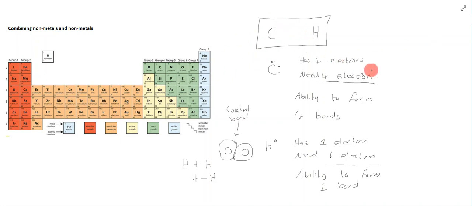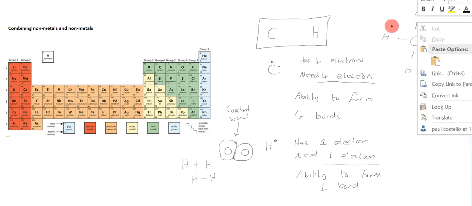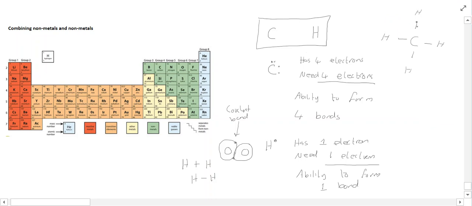So if we have 1 carbon, we're going to need 4 hydrogens. We'll have this bond, another bond, and another bond, each to a hydrogen. What these lines mean is that if you imagine this hydrogen has one electron, it's going to share that electron with carbon. Hydrogen shares with carbon, and carbon shares one of its 4 electrons with hydrogen. This sharing of electrons is what's known as a covalent bond.